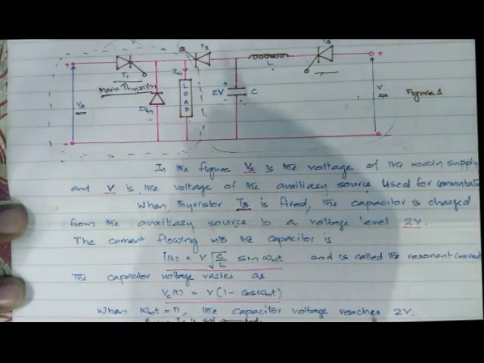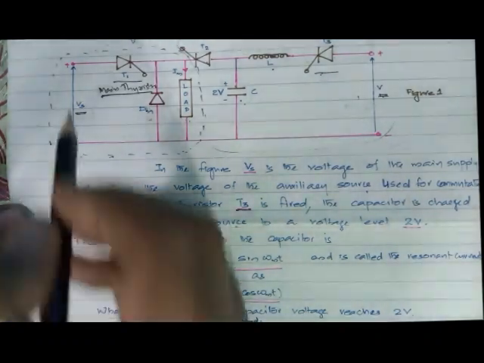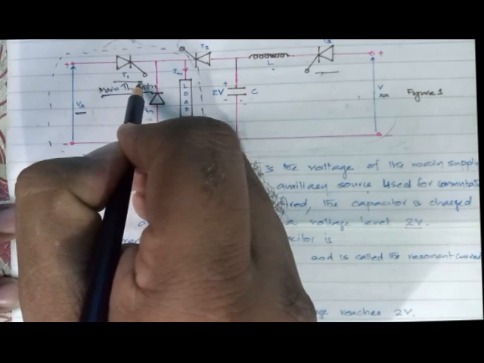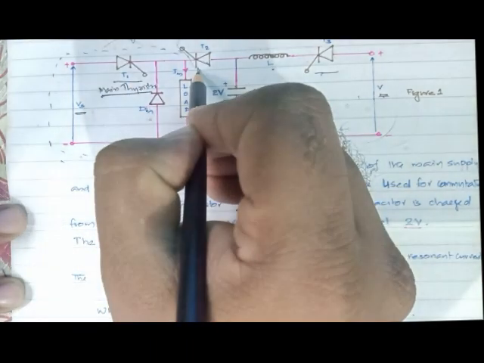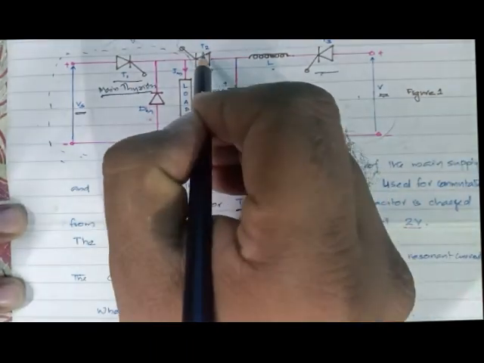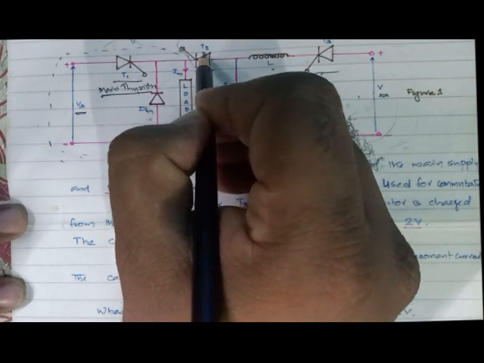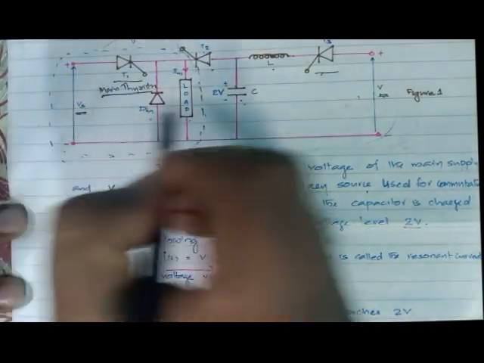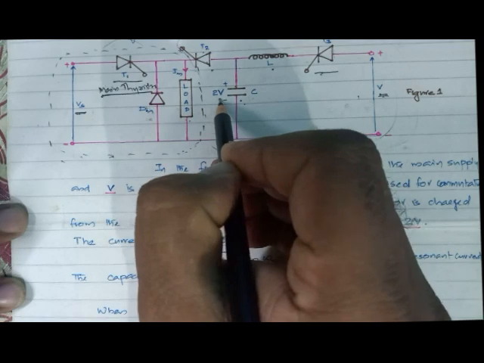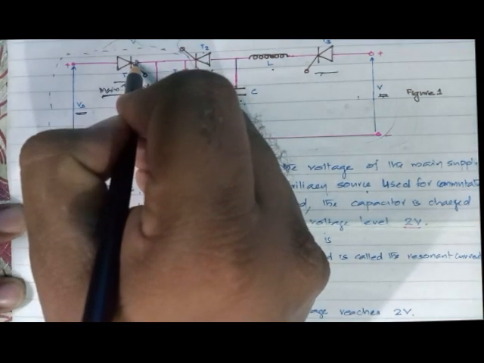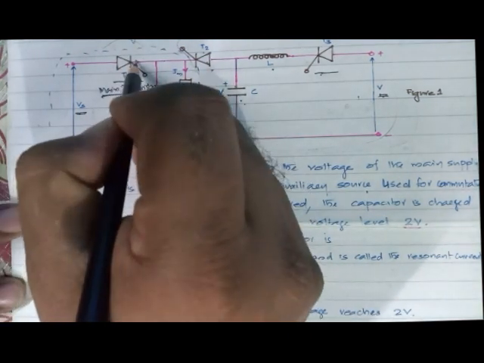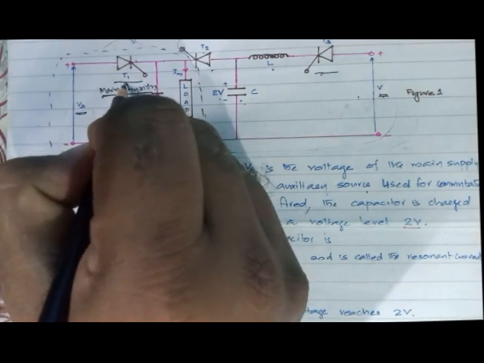Now, when we want to switch off, when we want to commute the main thyristor, we will fire thyristor T2. When T2 is fired, a voltage Vs minus 2V is applied at the cathode of the main thyristor and this will commute thyristor T1.